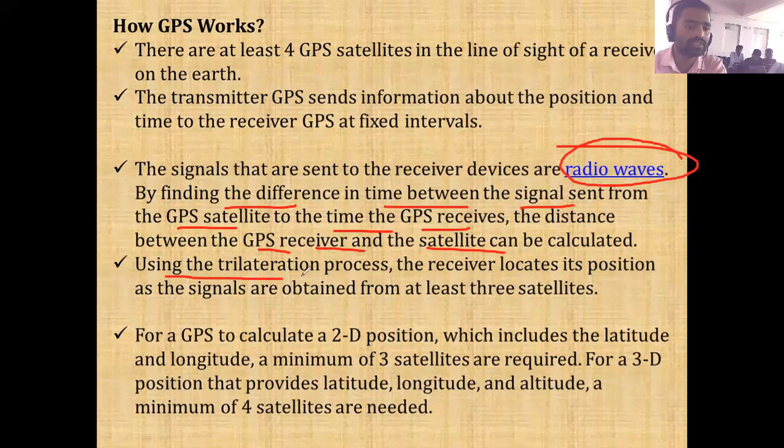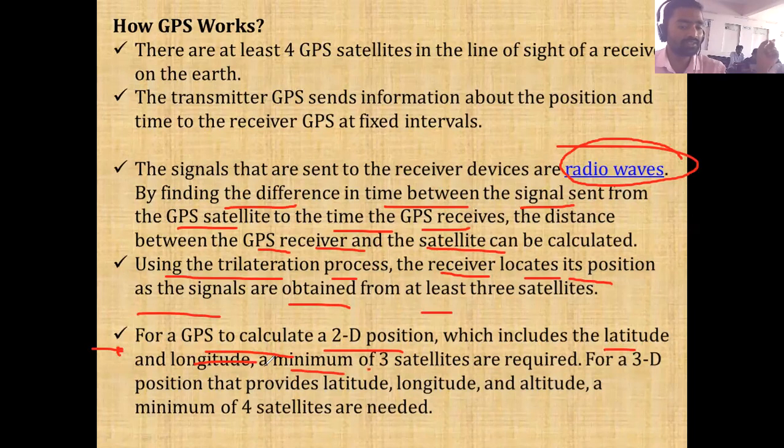Using the trilateration process, the receiver locates its position as signals are obtained from at least 3 satellites. For a GPS to calculate a 2D position, which includes latitude and longitude, minimum of how many satellites? 3 satellites are required. For a 3D position that provides latitude, longitude, and altitude, a minimum of 4 satellites are required.